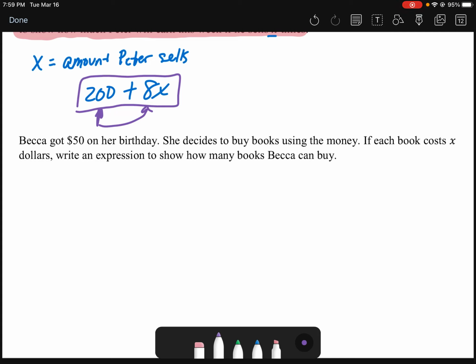So, wait, what? How do we know how much she got? How many she can buy?